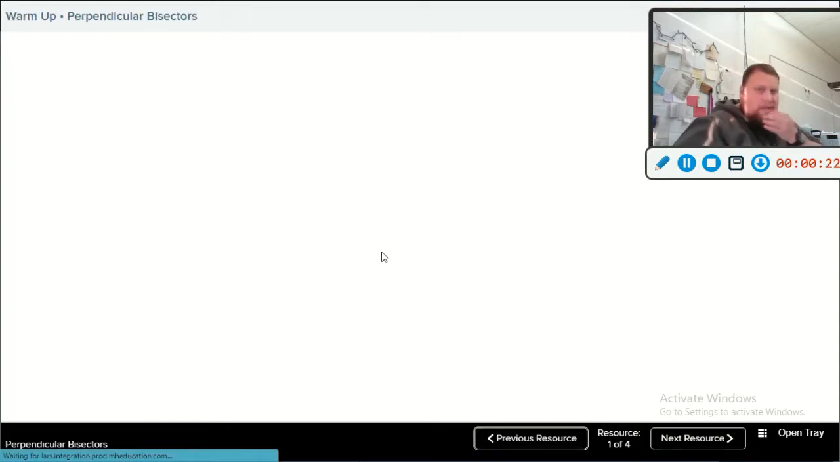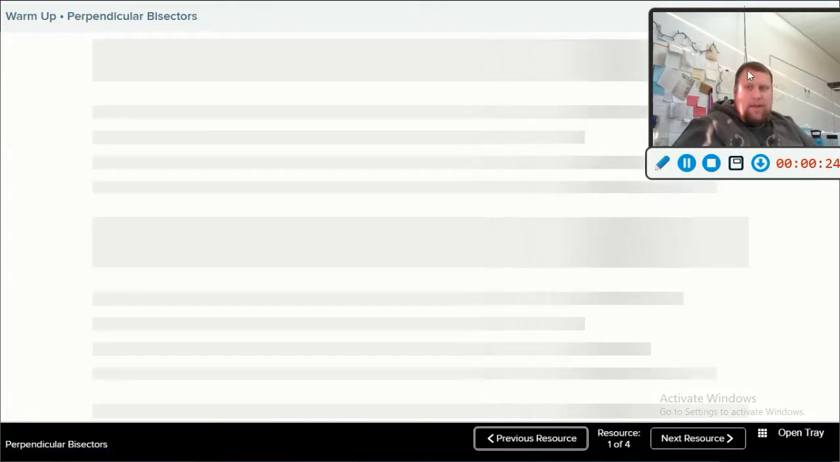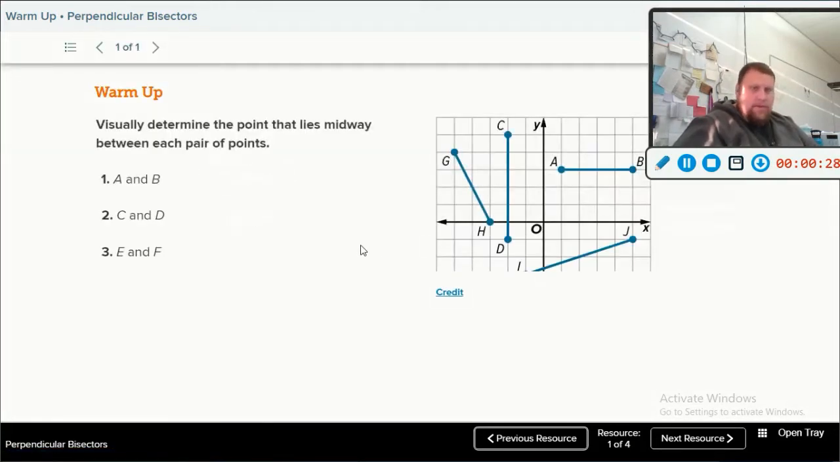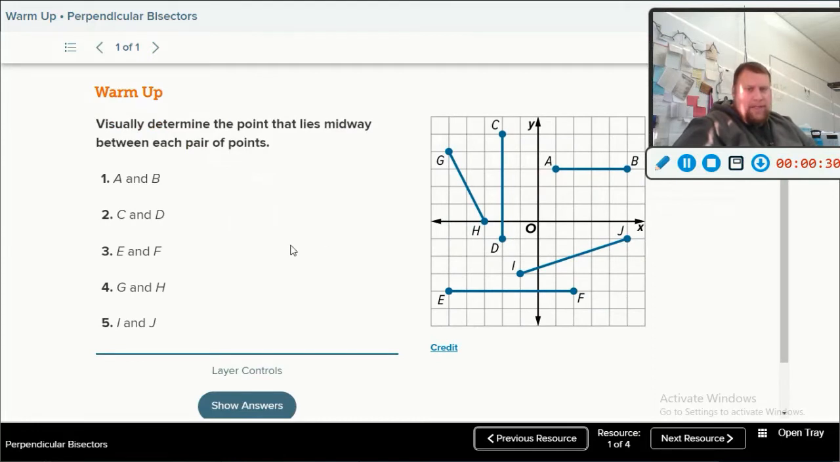Sometimes it takes a minute to load up. So this is your warm-up. Go ahead and take a minute. You'll notice on your paper you have a little row up top to write down the coordinate. You're just determining the point that lies midway between each pair of points, A, B, C, D, and all that. Go ahead and do that. Pause this as needed. Again, I'm assuming you're pausing as we go along.